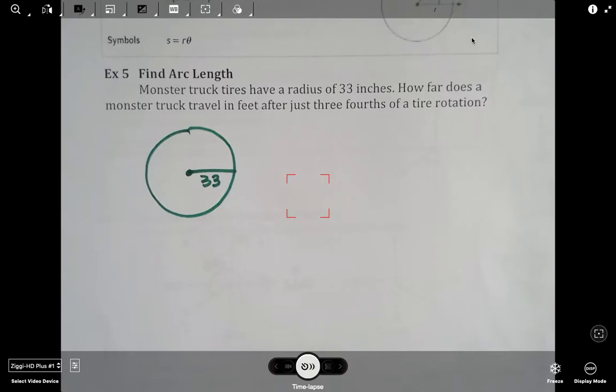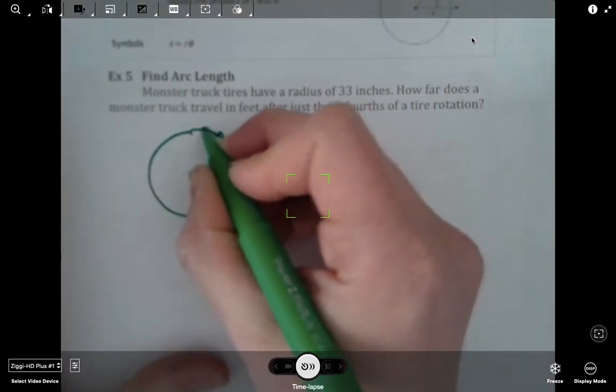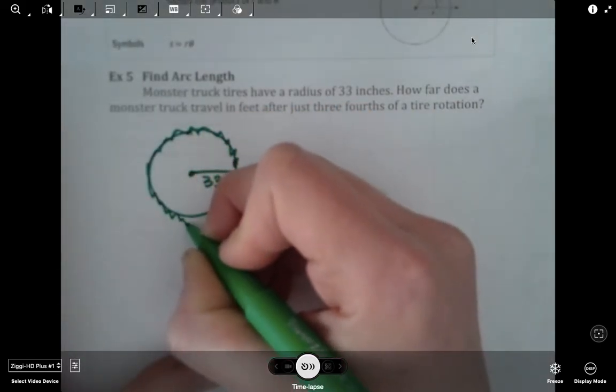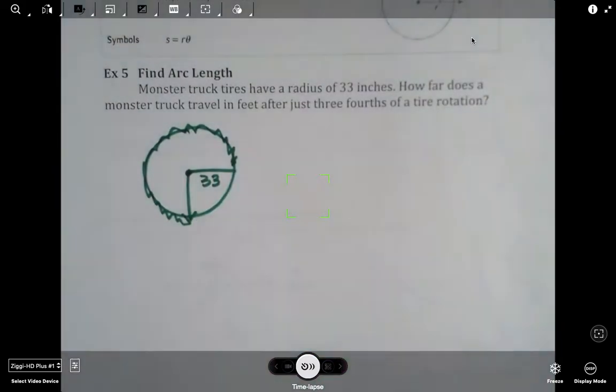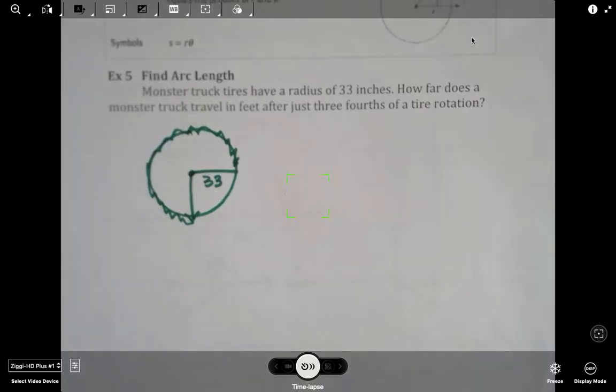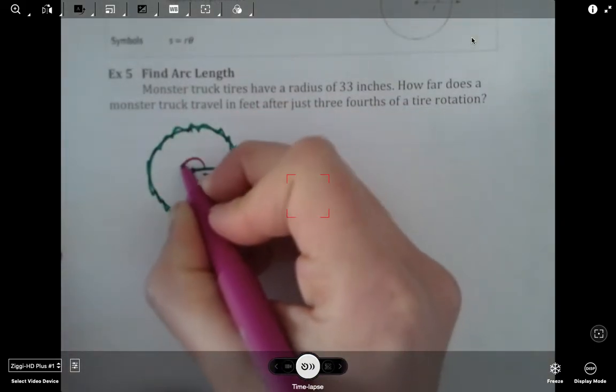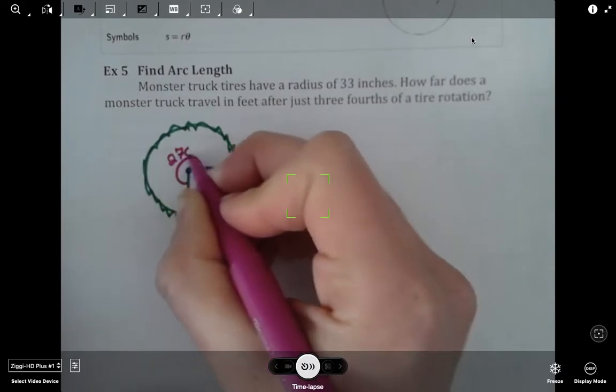How far does a monster truck travel in feet after just 3/4 of a rotation? So it's rotating 3/4 of the way, which means I'm stopping right here. Okay? 3/4 of a rotation. Just that far. So I'm traveling along here. How many degrees is that? 270, right? From here all the way around here, that's 270 degrees, okay?